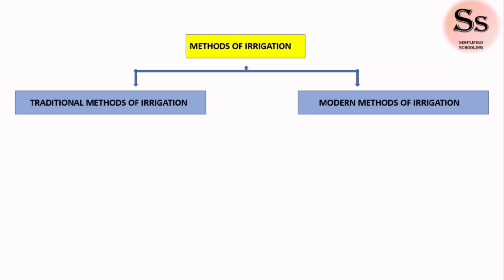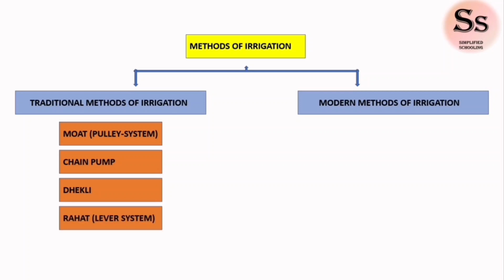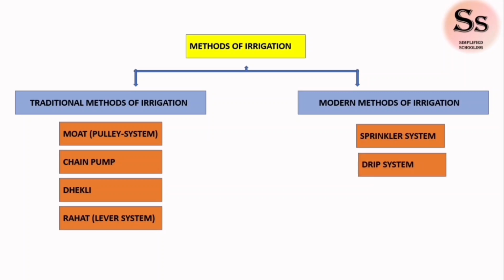The traditional irrigation methods include moat or pulley system, chain pump, dhekli, and rahat. Whereas the modern methods of irrigation include sprinkler system and drip system. The traditional methods use human or animal labor, whereas modern irrigation uses machinery, pumps or engines. First, let us know in detail about the traditional methods of irrigation.